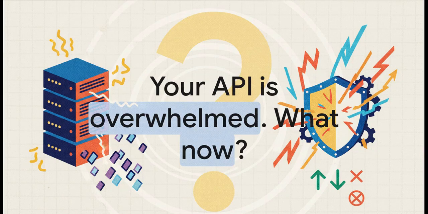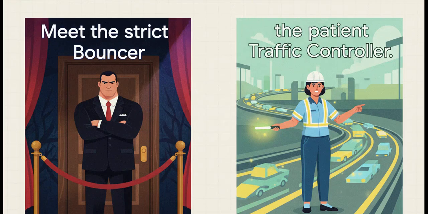Okay, so let's set the scene. Imagine this. Your API is a hit. It's blowing up, but that's kind of a double-edged sword, because now it's getting absolutely slammed with requests. Your servers are starting to sweat, and you just know it's about to fall over. What's the plan? Well, to handle this chaos, you've got two main defenders in your toolkit.